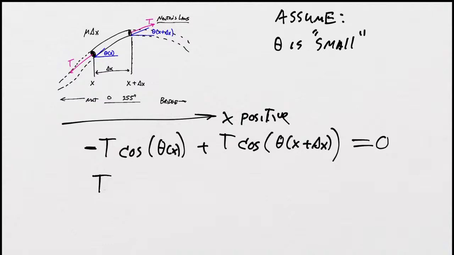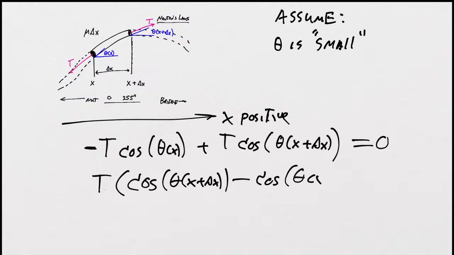So T, I think I can switch the two cosines. T times cosine theta of x plus delta x minus cosine of theta of x, and I think I need a parenthesis there, equals 0. But now I've said that theta is small. And what's interesting and important is that when theta is small, the cosine of theta is always equal to 1.